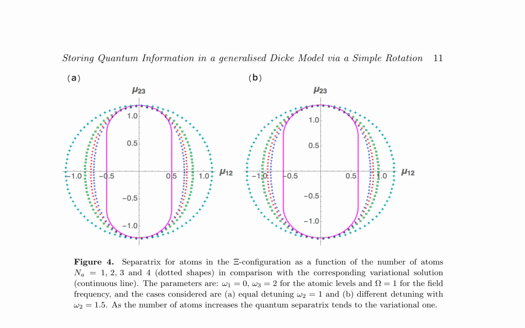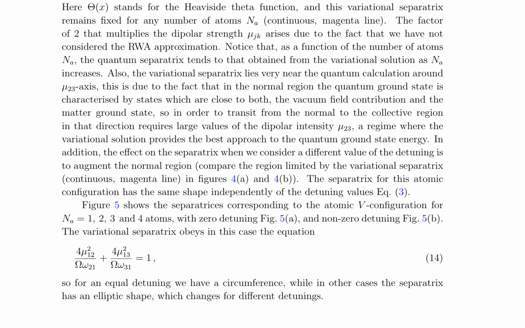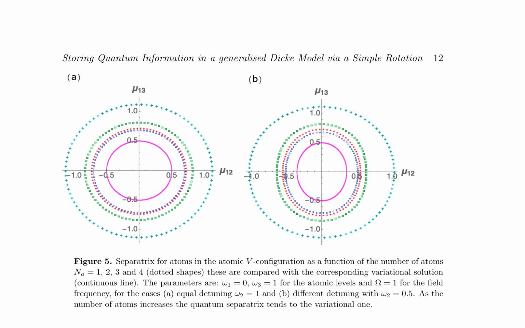It focuses on the generalized Dicke model and the use of a simple rotation applied to the Hamiltonian. The study explores various atomic configurations, including the Xi and V configurations, analyzing their separatrix shapes as a function of the number of atoms and detuning values. Figures 4, 5, and 6 provide detailed illustrations of these separatrix shapes for different atomic configurations and detuning conditions.